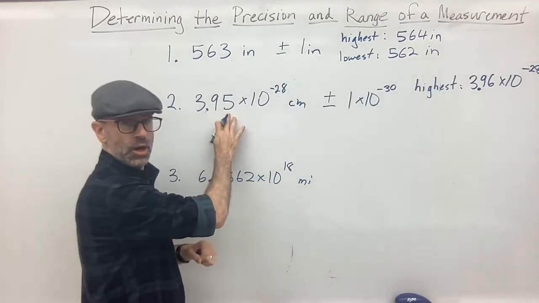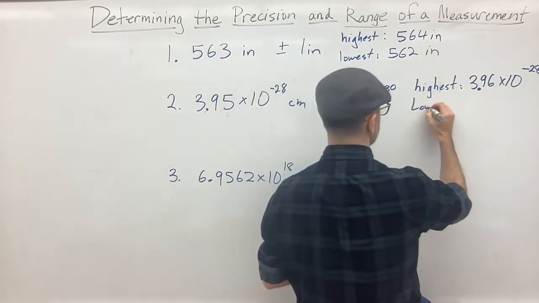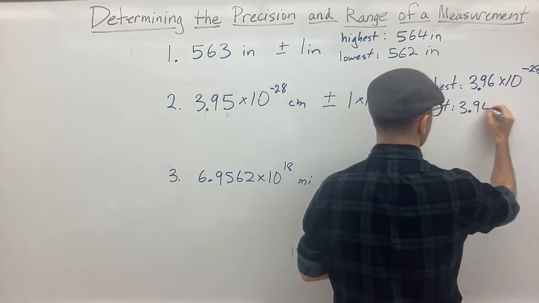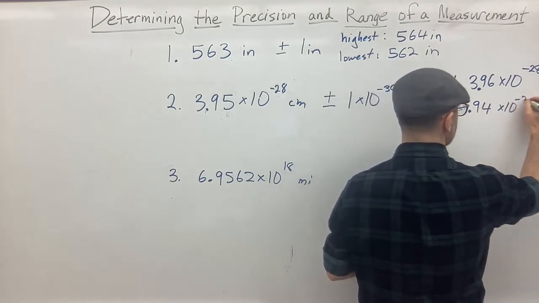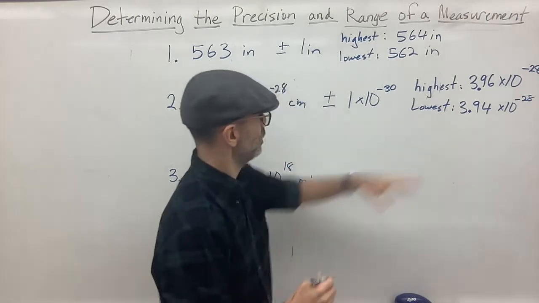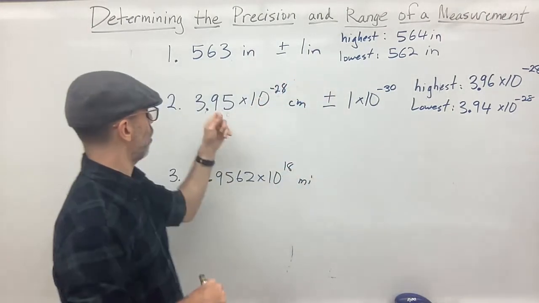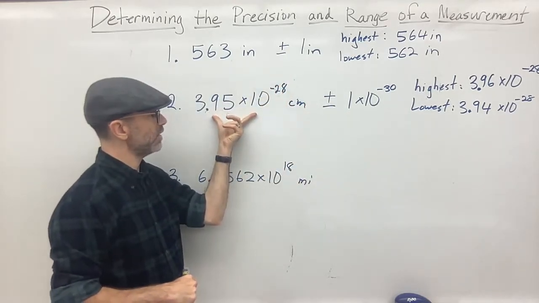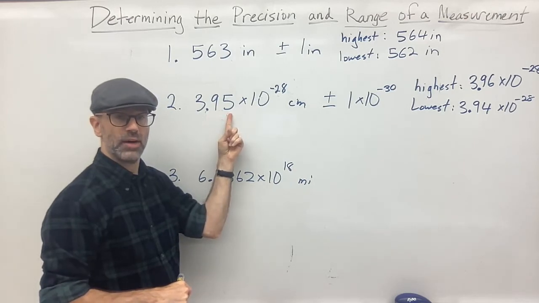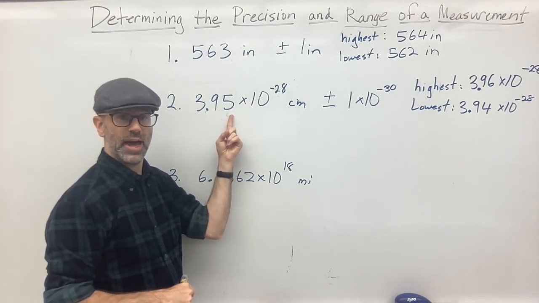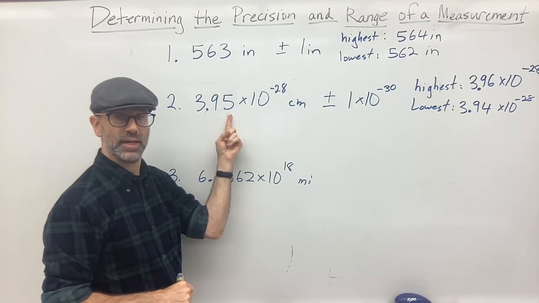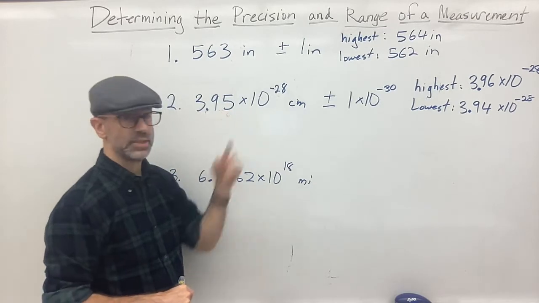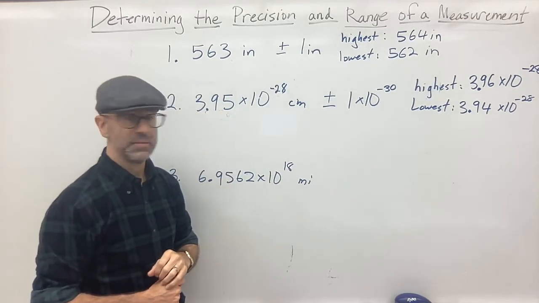And then I subtract 1 from that value. So the lowest is going to be 3.94 times 10 to the negative 28. So that's actually pretty easy, same as this. So all I'm doing for the range is keeping the number the way it is and adding or subtracting that one. So I add 1 to that, and I get 3.96 times 10 to the negative 28. And then I subtract 1, and I get 3.94 times 10 to the negative 28.